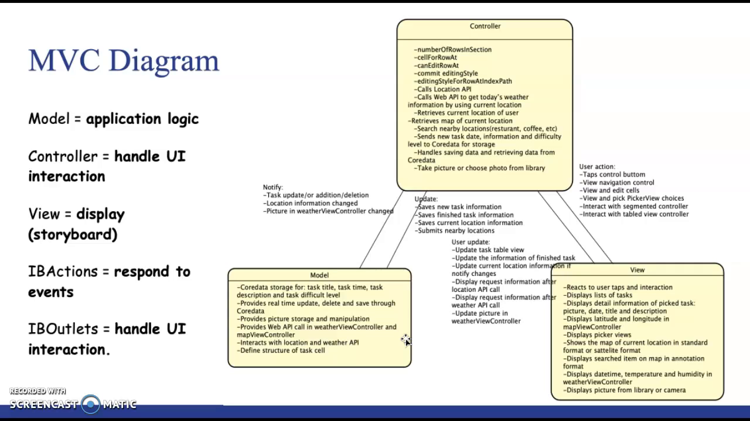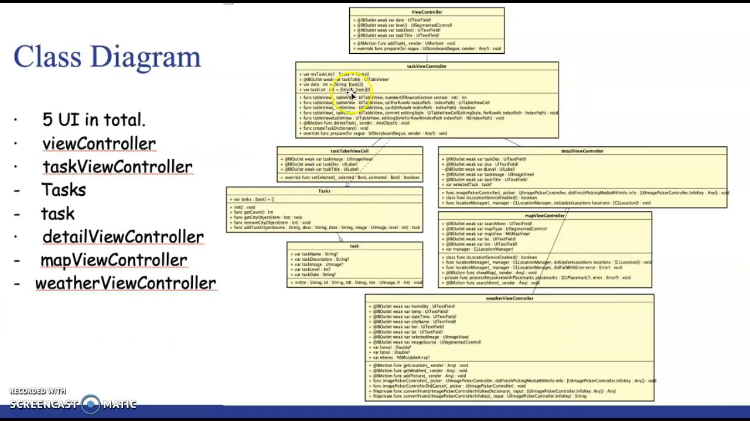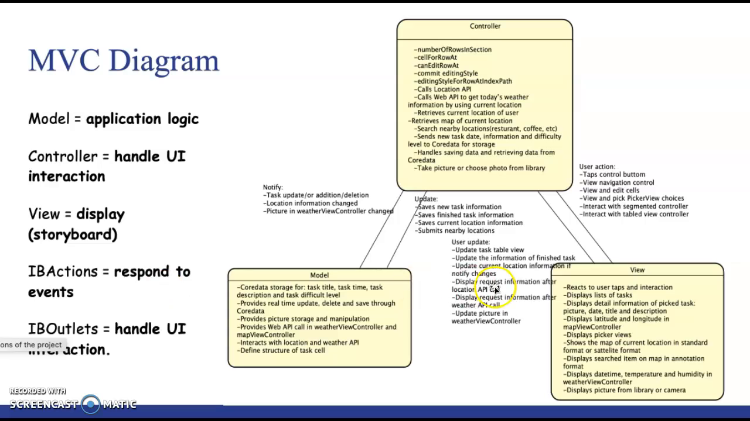It also defines the structure of the task cell. Here in the class diagram, I have the task view cell, which defines the structure of the cell. So I have the image, description, and task title, and here I have the task, in which the specific one is stored, like initializing each of the new tasks.